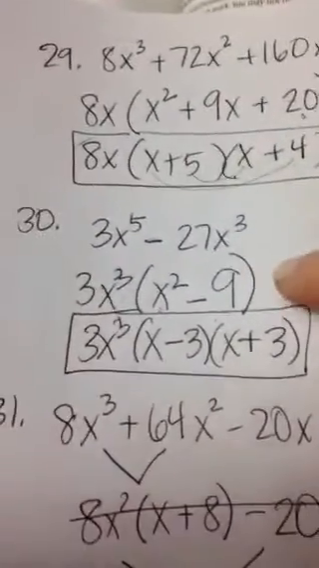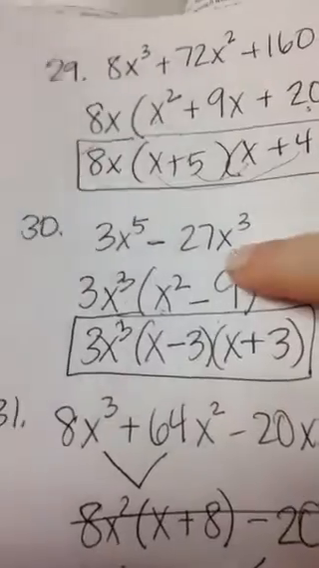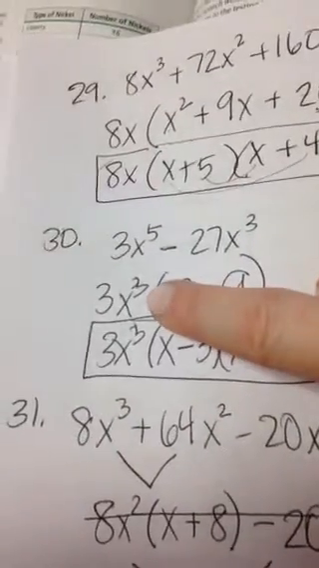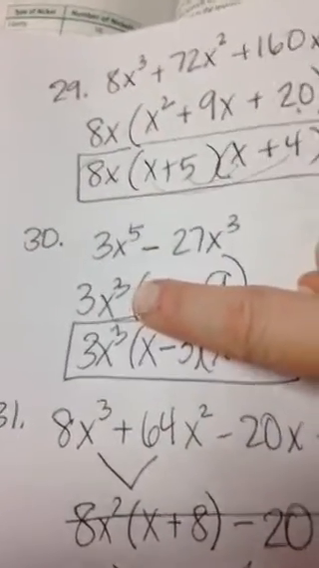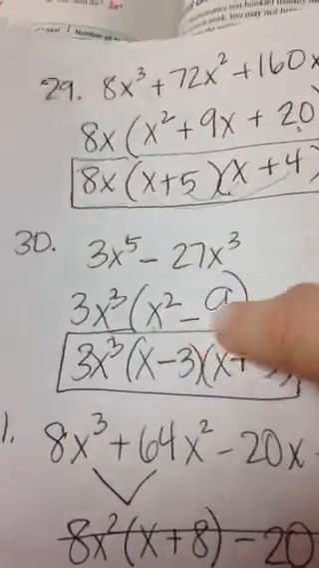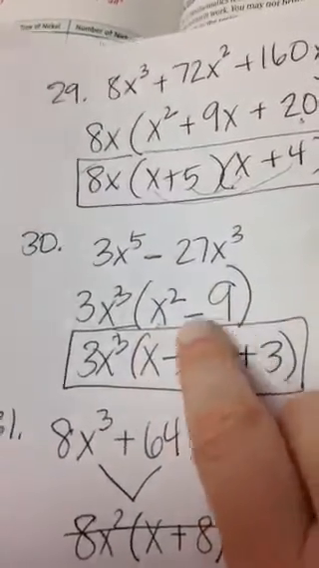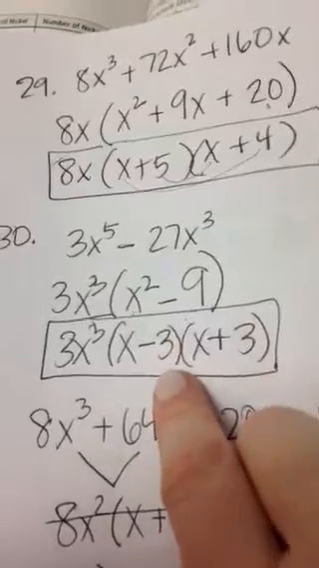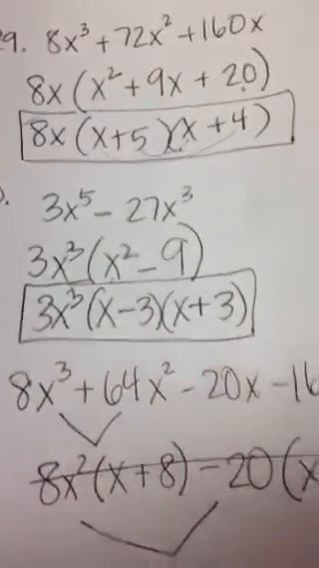Second one, number 30. Is there a GCF? Absolutely. GCF right here, 3x to the third. Then ask yourself if you have a binomial. Is it a difference of two squares? It's a difference of two perfect squares, so it factors right here. And there's your final answer.